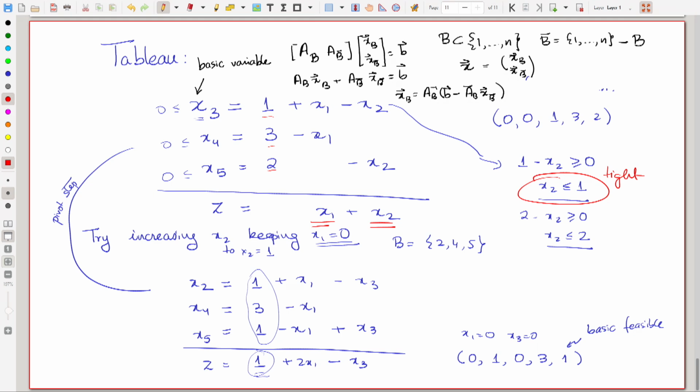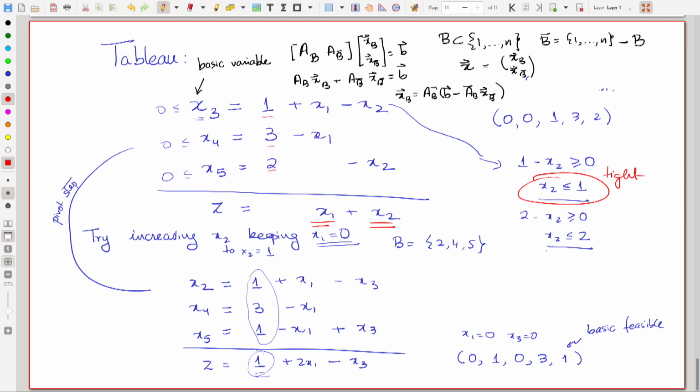So, x 1 is going to be 0. So, this says 1 minus x 2 has to be greater than or equal to 0, which means x 2 has to be less than or equal to 1. The second equation gives me no condition on x 2 because it does not involve x 2. The third equation also gives me the constraint that x 2 is less than or equal to 2. So, out of these two constraints, the stronger constraint of course is that x 2 is less than or equal to 1. I can't increase x 2 beyond 1 because that would make the variable x 3 less than 0.